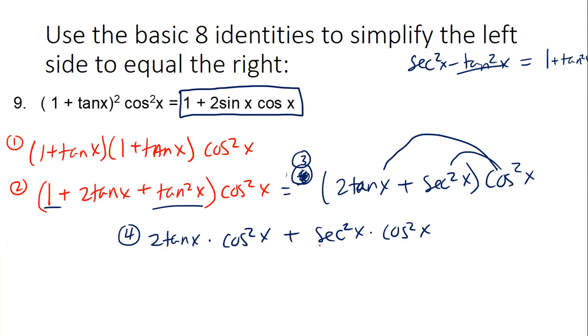Do you guys remember from yesterday what happens when you multiply a reciprocal times its reciprocal? It doesn't cancel out, it equals what? 1. So secant times cosine is 1. Sine times cosecant is 1. Tan times cotangent is 1. And this is because of reciprocals. Okay, so we're left with 2 tan x times cosine squared x plus 1.